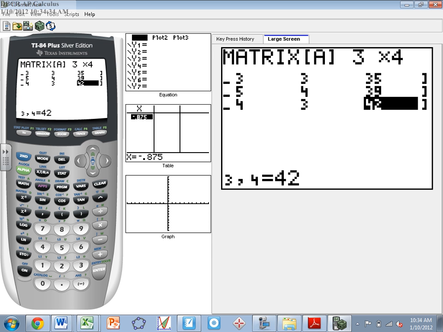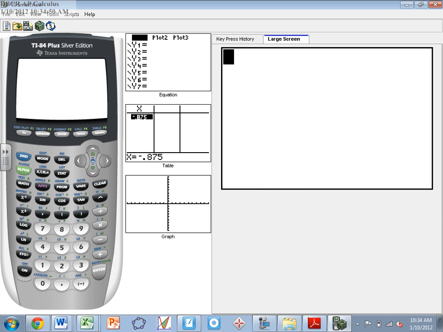Okay? Is everybody at the same point with me right now? Yes. Okay. You have to quit out of the matrix. If you do the next command without quitting, it will not work. You press second and then quit. It's the mode button. It always brings you back to the home screen. Remember, second and then mode, which is quit, brings you back to the home screen.